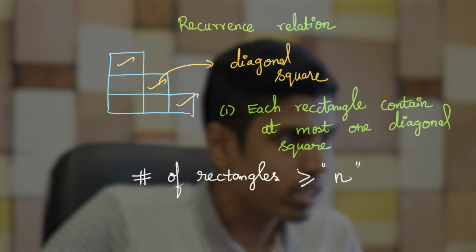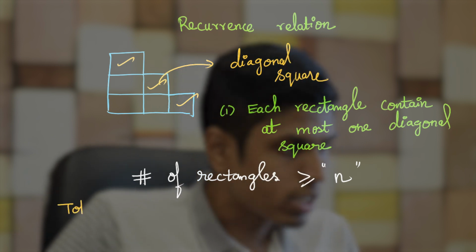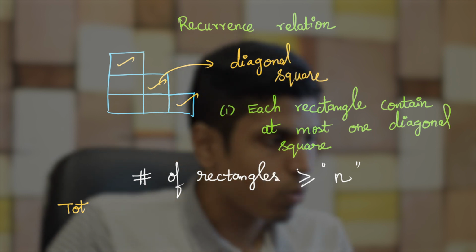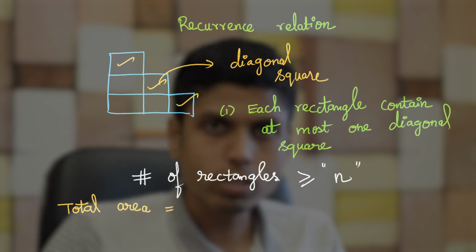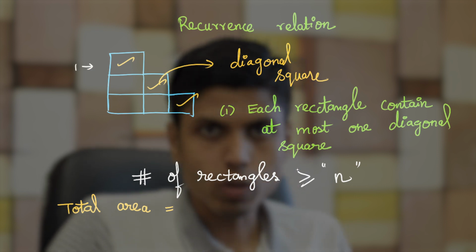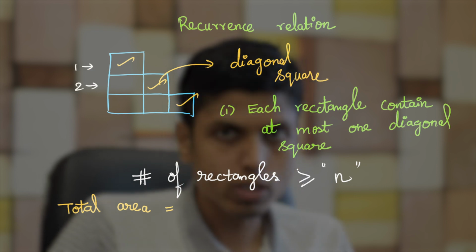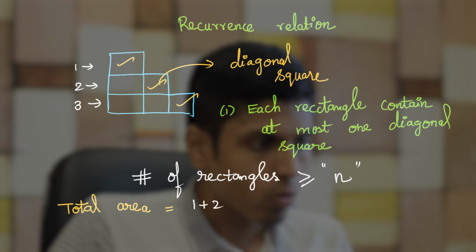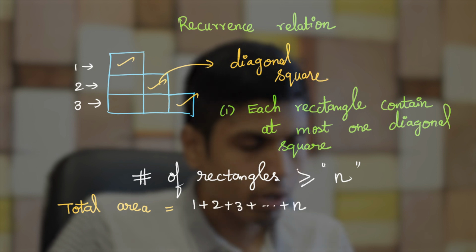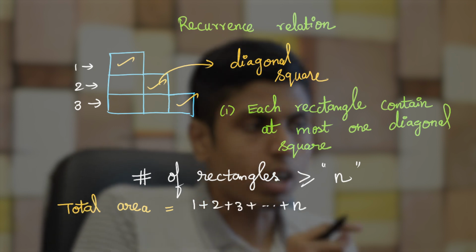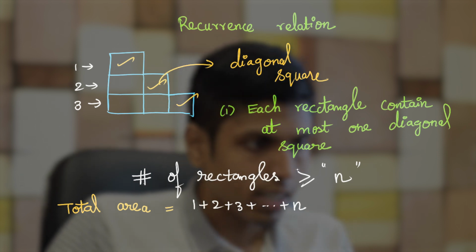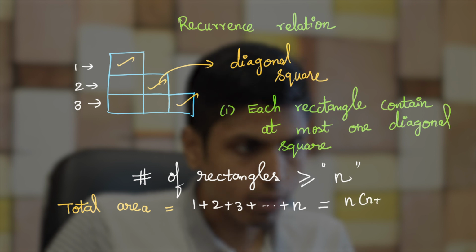Right, so now let's come to the total area argument. Assuming that each unit square is of area 1, what is the total area? Think about it. In row 1, there is 1 unit square. In row 2, there are 2 unit squares. In row 3, there are 3 unit squares, and so on. So the total area is nothing but 1 plus 2 plus 3 till n, because that is the number of unit squares in each row, which in turn represents the area. And this equals n into n plus 1 by 2.